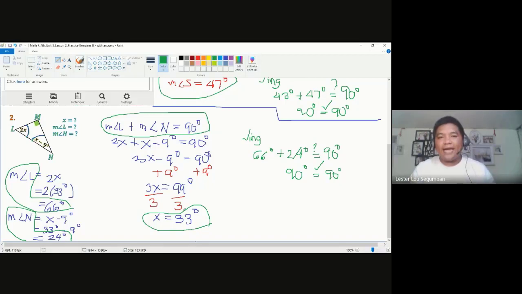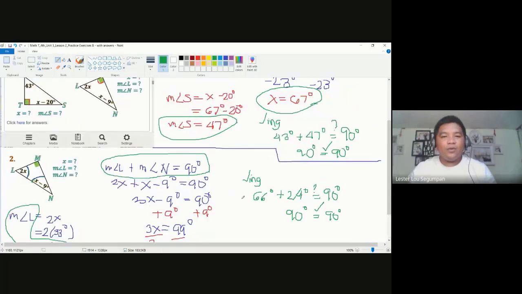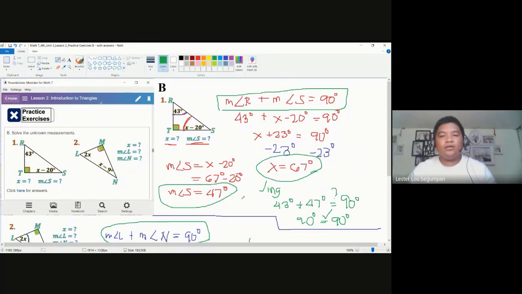As for sides, they will be discussed soon in the next grade level. So please keep on practicing and reviewing this so that you can actually use this later on in your assessment.